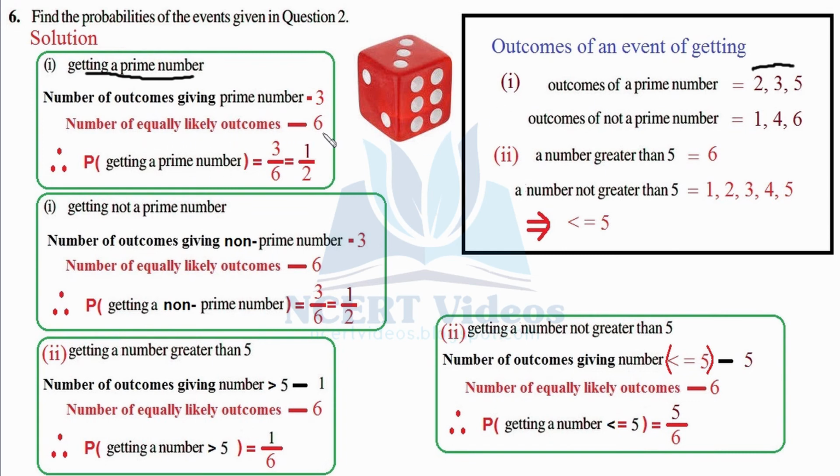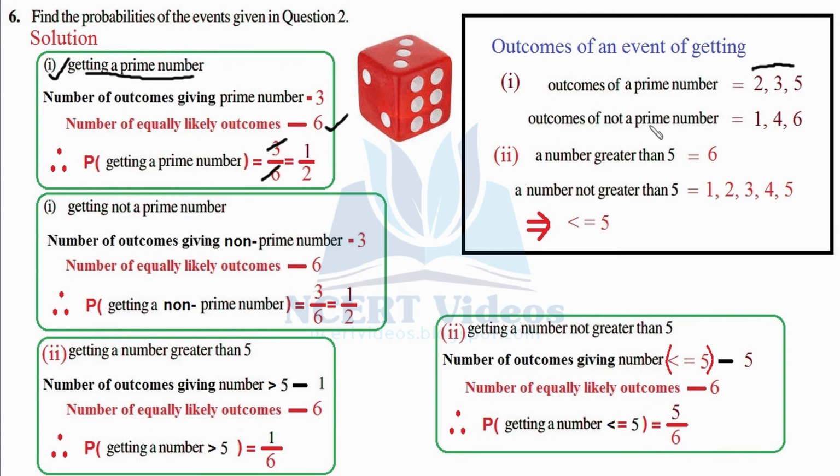The number of equally likely outcomes will always remain 6. We told you why. Therefore, in mathematics, we write in bracket the event name with capital P. We read it as probability of getting a prime number is equal to 3 out of 6, just representing these both digits in fraction form. Further solvable, so it gives 1 over 2 as the required answer for the first part.